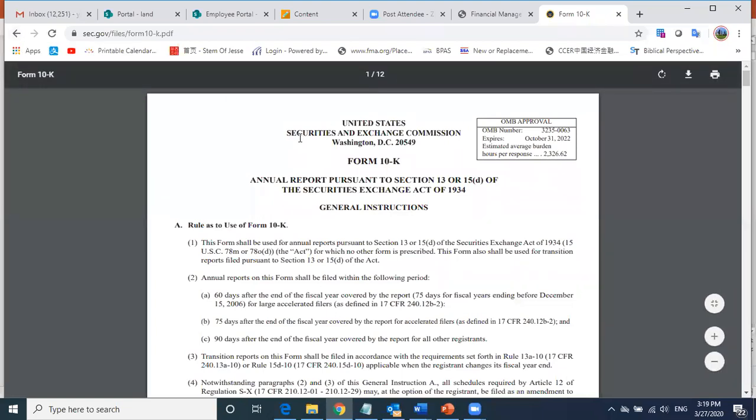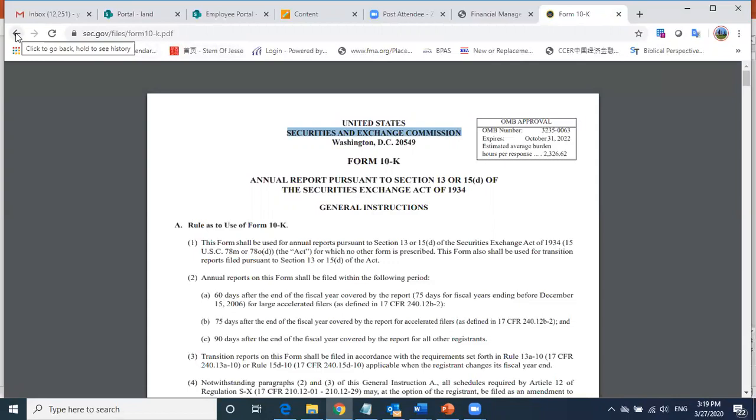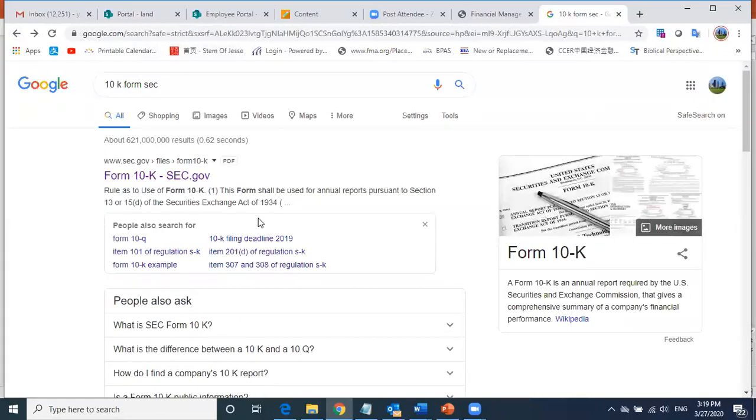Okay, the Form 10K in the United States is required by the Securities and Exchange Commission. Typically, we call this one SEC. So the SEC requires all public companies to report their financial statement. Every publicly listed company has to report its financial statement in a form called the 10K form.